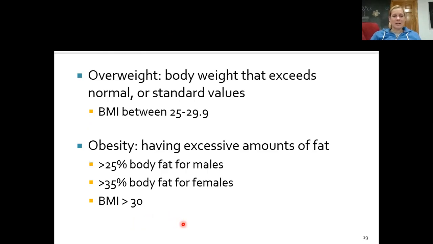Again, we've kind of talked about these as well. So overweight is somebody with a BMI that's over 25, so 25 to 29 is considered overweight, and then obese is greater than 30 for the BMI. Also gave you those body fat percentage standards. This is the second time you've seen these, so greater than 35% for females and 25% for males. So again, obesity is having excessive amounts of body fat.